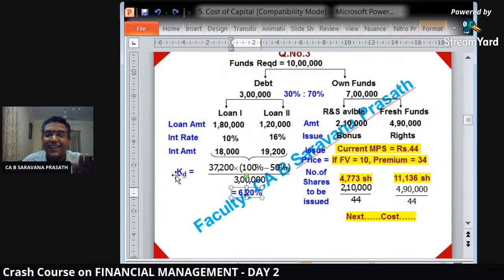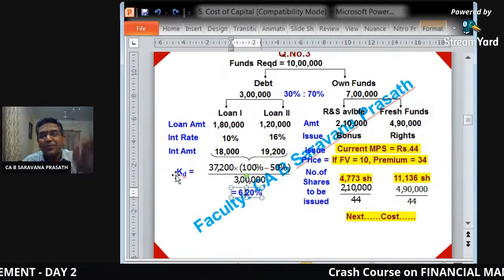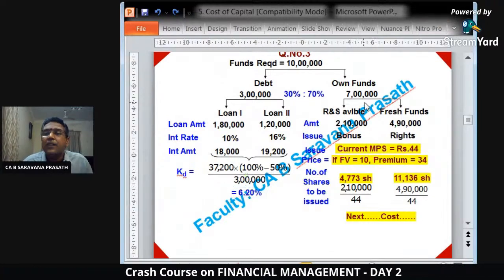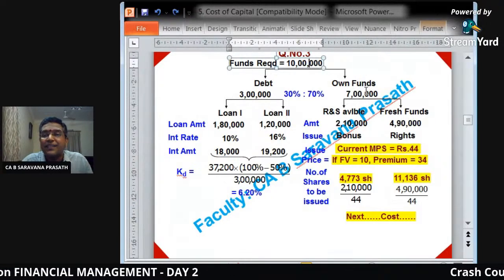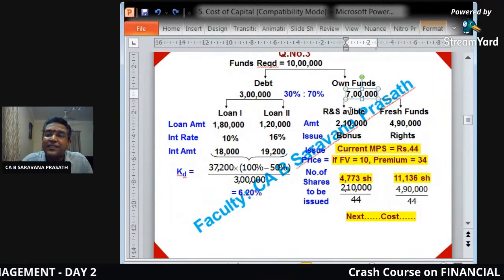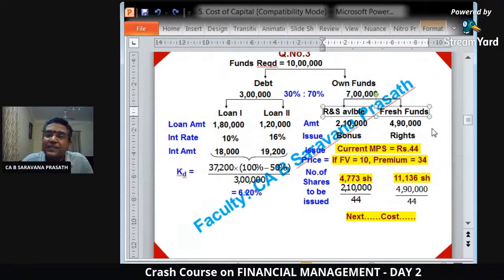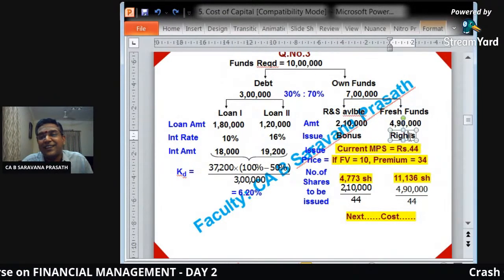This incidentally gives me the answer for the second requirement. Second question is compute the cost of debt. This is the answer. That is also obtained. Now we will go to the other side. Out of 10 lakh, 3 lakh is debt, 7 lakh is own fund. This is further classified into already available reserves and surplus plus fresh funds. This is called as a bonus issue. That is called as a rights issue.